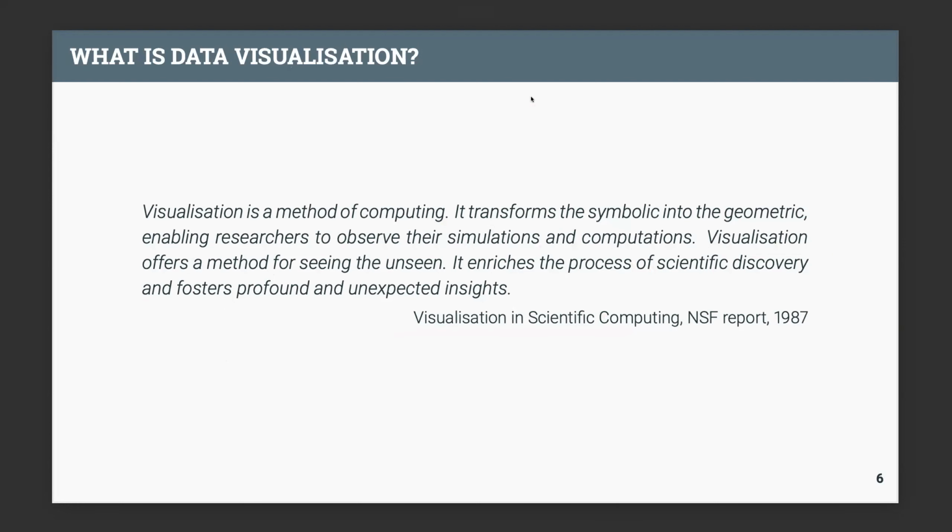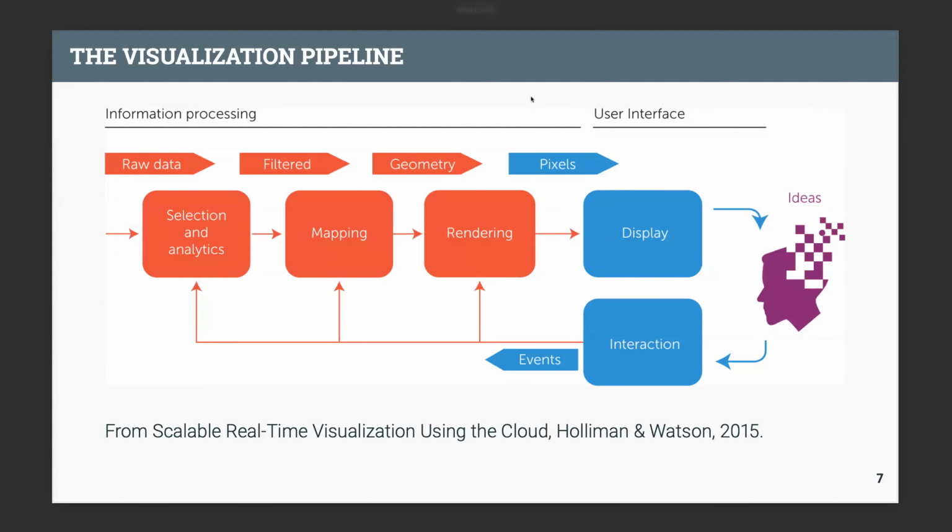More generally, visualization, as it was defined by the NSF a long time ago, is a method of computing. This is really one way to consider visualization: a different way of computing, where you use the visual part to extract the results. So how do you compute for visualization? Well, you have what is called the visualization pipeline. If you have ever made a figure, you have been using this pipeline, even if you don't know it.